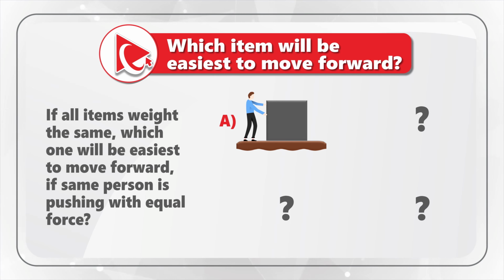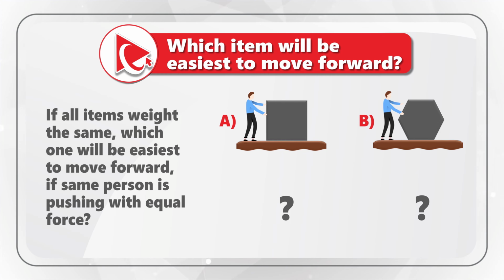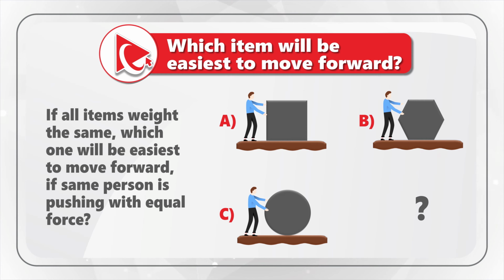Choice A, person moving forward a cube. Choice B, person moving forward a hexagon. Choice C, person moving forward a ball.